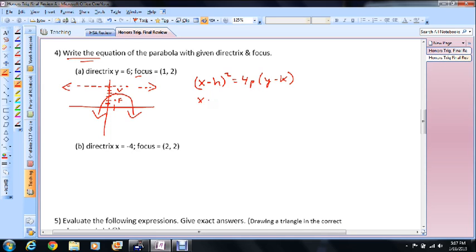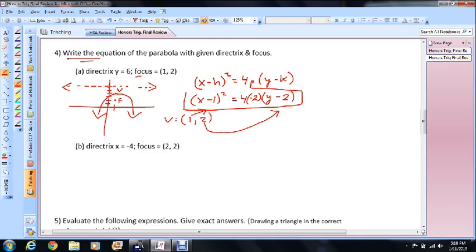So I have x minus 1 squared equals 4 times p. P we said was 2, but this parabola is facing down, so it's going to be a negative 2. Y minus 2. Again, the vertex was 1, 2, so we put the opposite values in the first set and the second set of parentheses. That's our final answer.